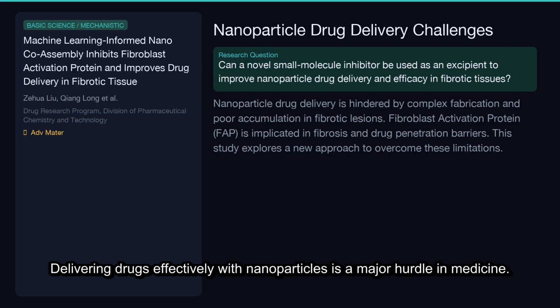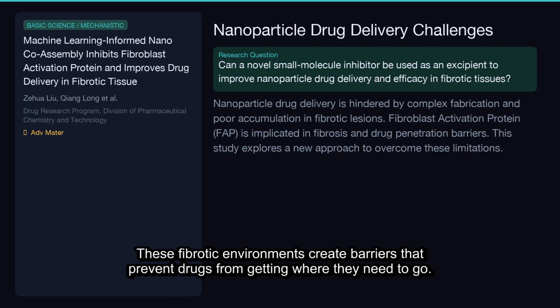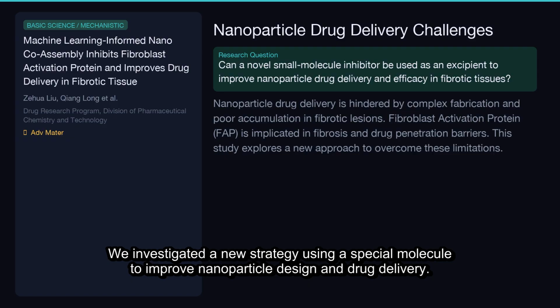Delivering drugs effectively with nanoparticles is a major hurdle in medicine. Current methods are often complicated to make and don't reach their targets well, especially in fibrotic tissues. These fibrotic environments create barriers that prevent drugs from getting where they need to go. We investigated a new strategy using a special molecule to improve nanoparticle design and drug delivery.